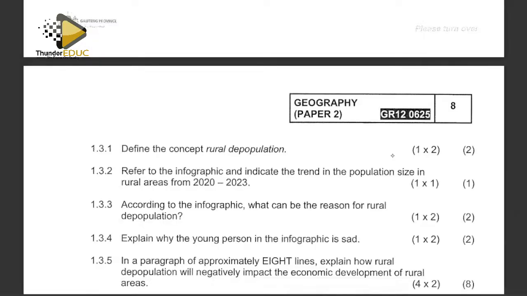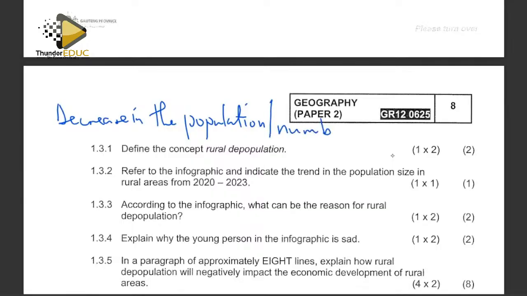When we're talking of depopulation, what you must understand here, we are talking of a decrease in the population. That is to depopulate, to decrease in the size of population or in the number of people. So rural depopulation is basically a decrease in the number of people staying in the rural areas. A decline in the numbers of people staying in rural areas, that is rural depopulation.